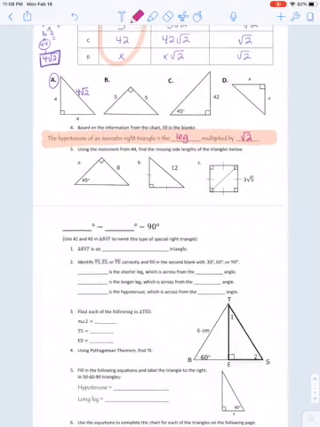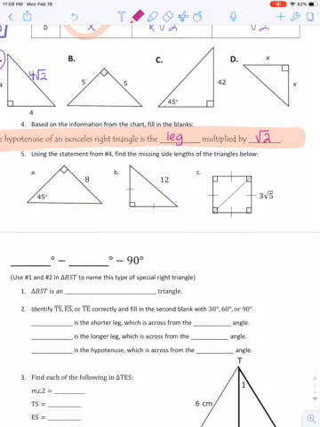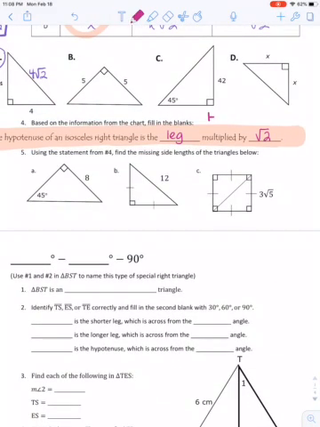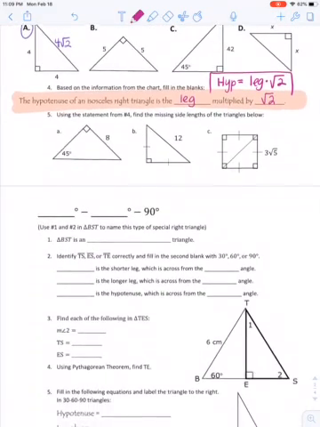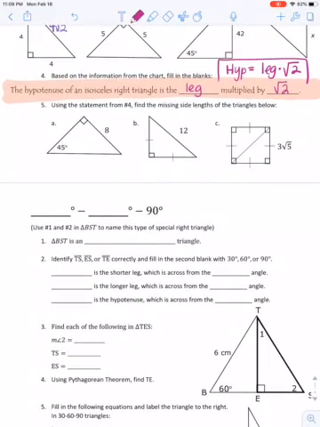Okay, the hypotenuse of an isosceles right triangle is the leg multiplied by square root of 2. This formula can also be written just as an equation. Hypotenuse equals the leg times square root of 2. Okay, so you'll see me write that a lot whenever we're trying to solve. Alright, so if you didn't already do number 5, let's do number 5 right now together.